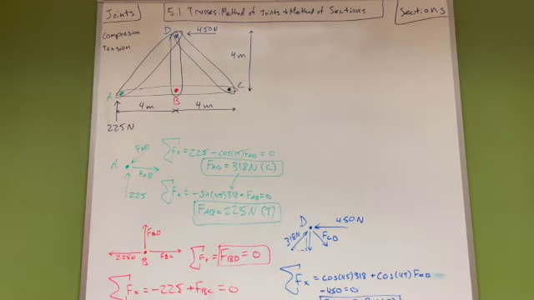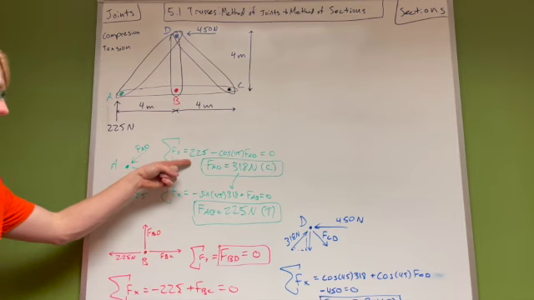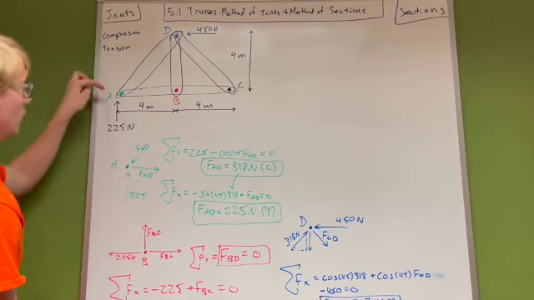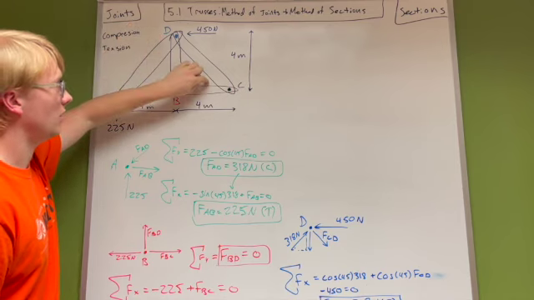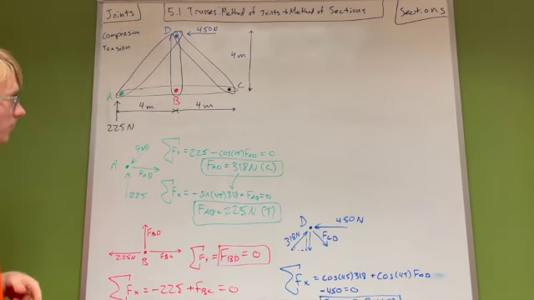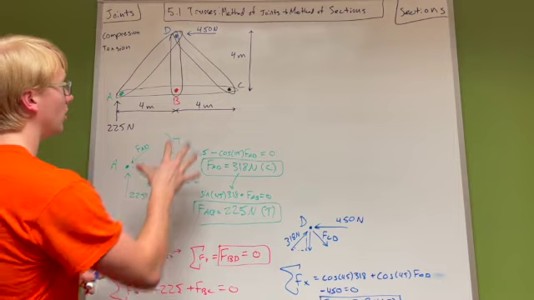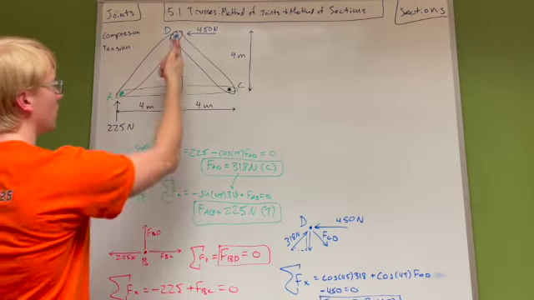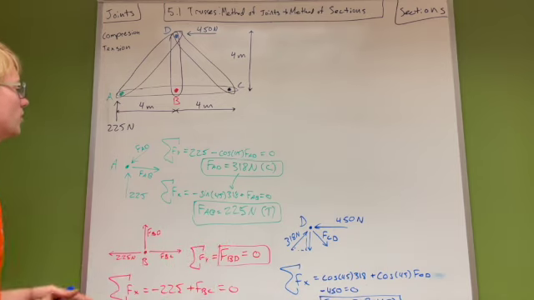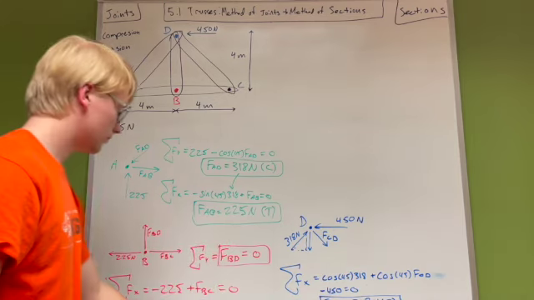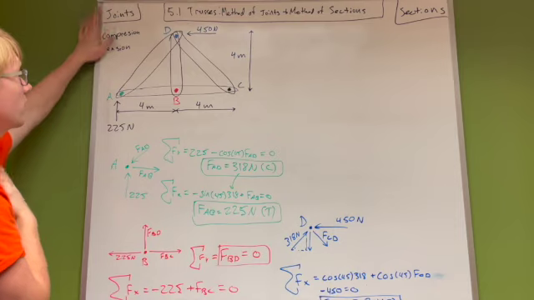Okay, so now we have FAD, we have AD, we have AB, we have BD, and BC, and CD. Oh, and BD. I said BD. We have every single member in this truss. And that's method of joints.